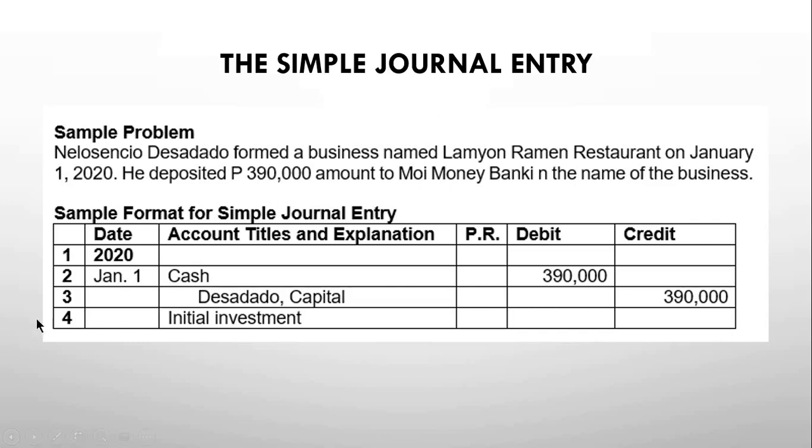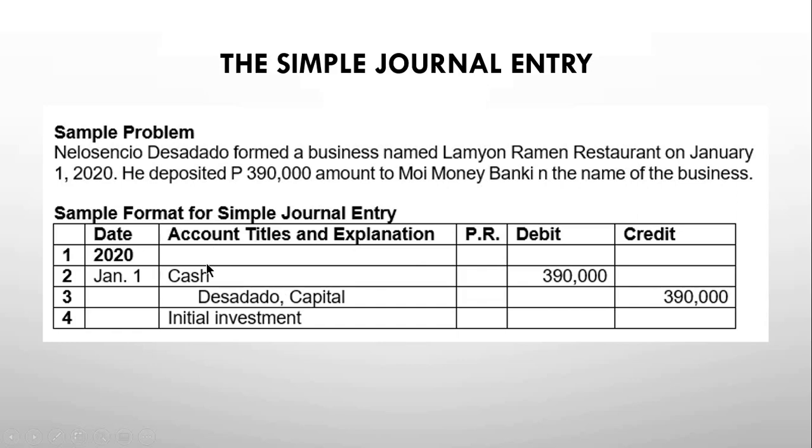So, lagay natin dito, that's 2020. So, in the first box, we put 2020 as the year. Okay? And after which, ilagay natin yung month, the date, no? That's January 1. So, lagay natin Jan 1. Ayan. So, after the date, the account title and explanation na. Okay? So, ano ba yung affected?